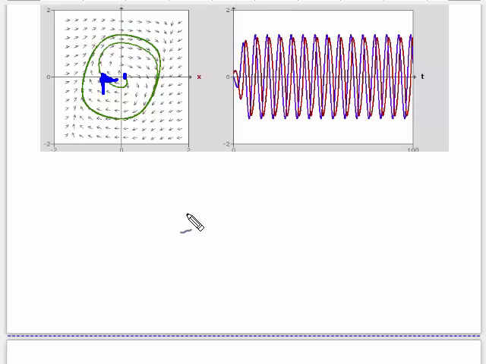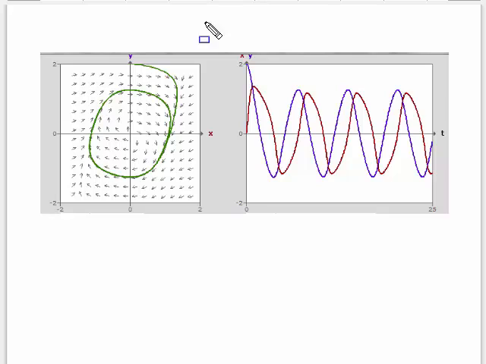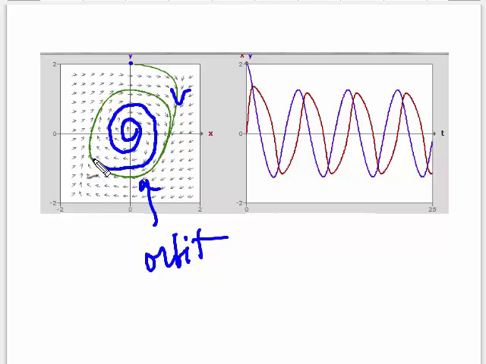So now let's look at solutions that start further out from the origin and see where they end up. In this case, we started out here and we see it's coming in, but it doesn't go all the way to the origin. It's coming onto this orbit. This is the periodic orbit. Remember, the solution curve here was moving out and it was ending up approaching asymptotically to that same orbit.